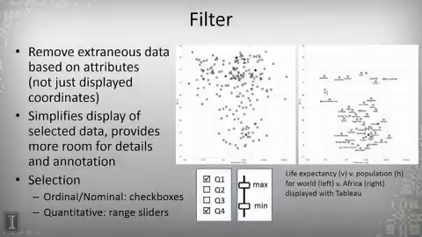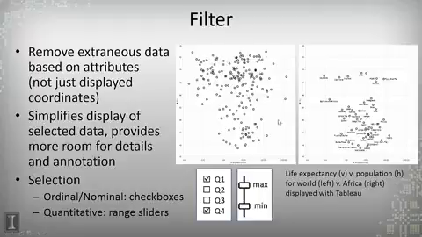So filtering allows us to remove extraneous data. Zooming is a kind of filter where we remove extraneous data based on the plotted coordinates of the data. When we select a zoom window, we choose to focus on some of the data based on its displayed coordinates and to eliminate data outside of a window based on its displayed coordinates. That's a kind of filter based on displayed coordinates.